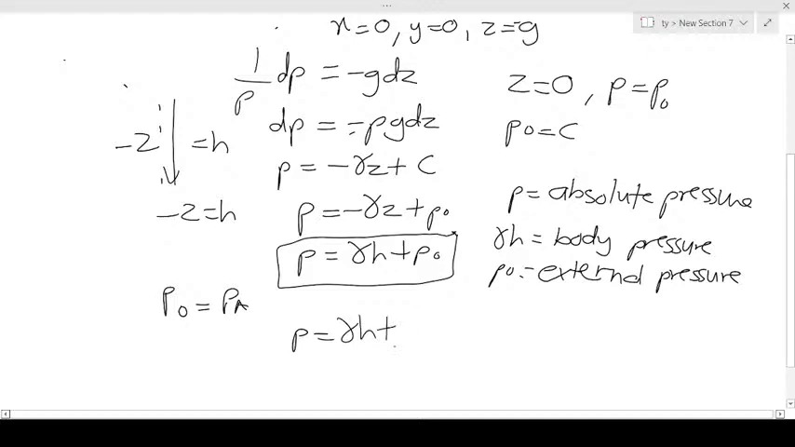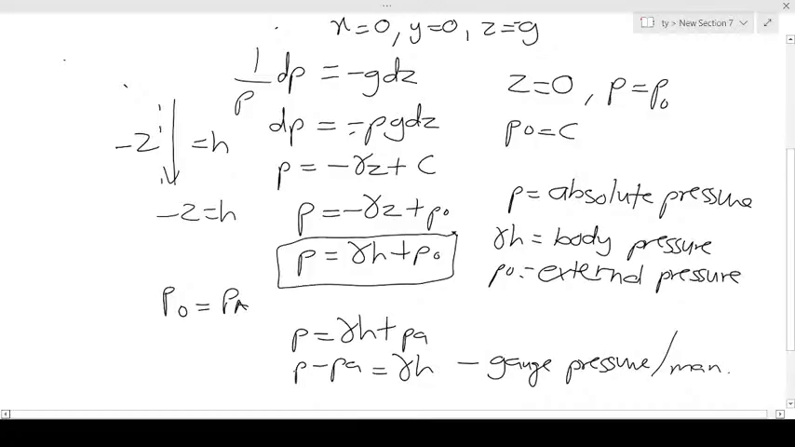And so in the case where this external pressure is atmospheric, we have P equal to gamma h plus P_A. So when we write it in this way, this becomes gauge pressure. The formula for gauge pressure or manometric pressure.